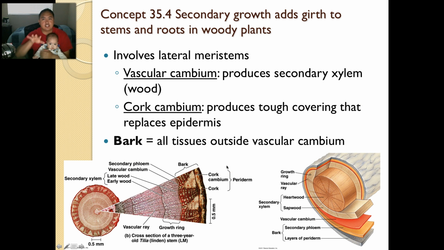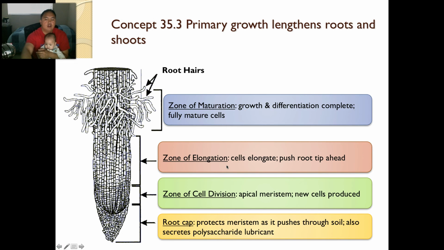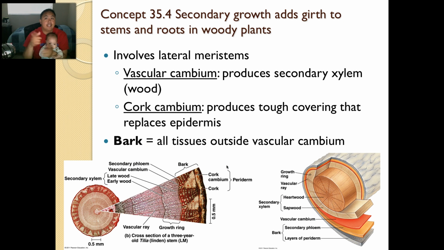Secondary growth adds girth. So again, I told you primary growth, we're growing up and down, and secondary growth is like growing wide. Okay, so we're talking about what they call lateral meristems. One's called vascular cambium, which is basically wood. So if you think of a tree growing out and thicker. And also there's cork cambium, which is a tough covering that protects the epidermis.